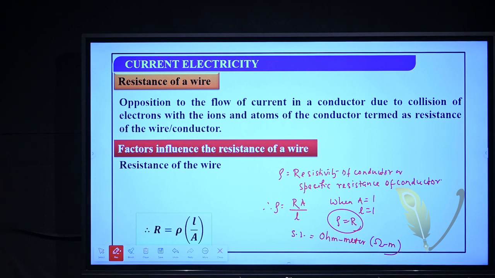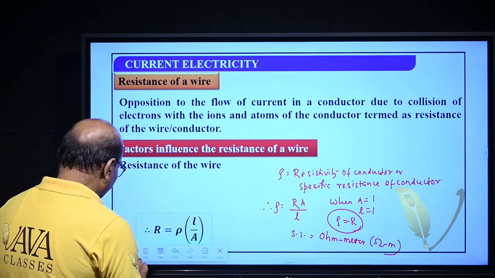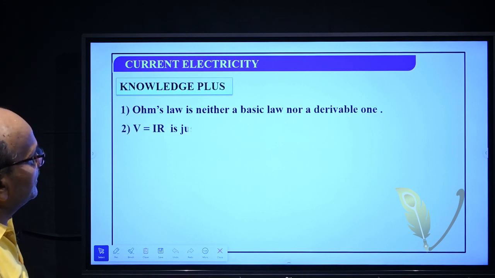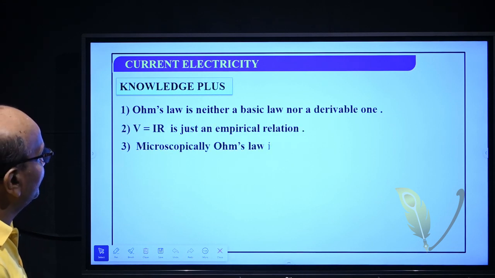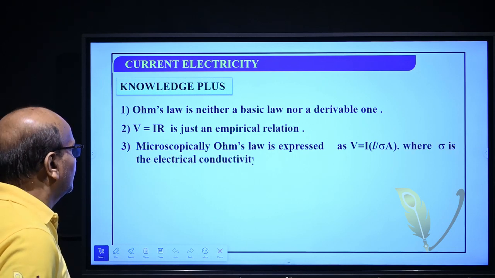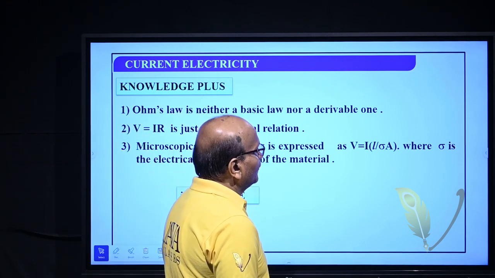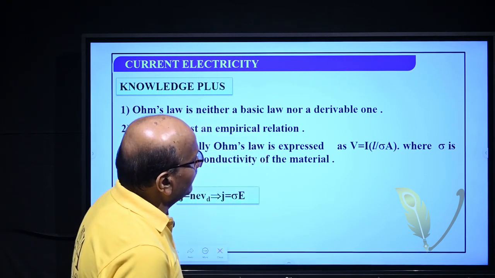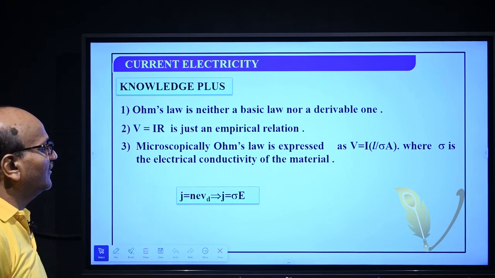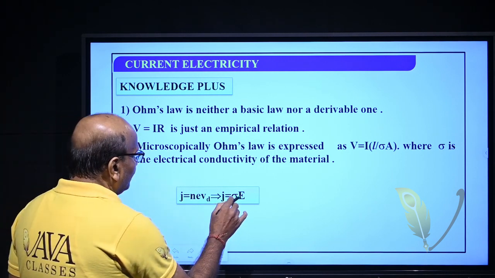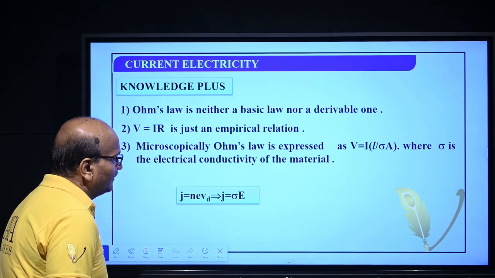So resistivity only depends on the temperature of the conductor and the material of the conductor. Now we see some knowledge. Ohm's law is neither a basic law nor a derivable one. V is equal to IR is just an empirical relation. Microscopically, Ohm's law is expressed as V is equal to I L by sigma A, where sigma is called the electrical conductivity of the material, and current density is equal to n e v_d, or sigma into E, conductivity into electric field.